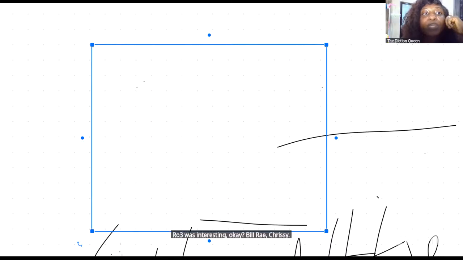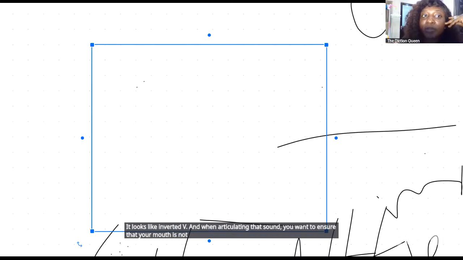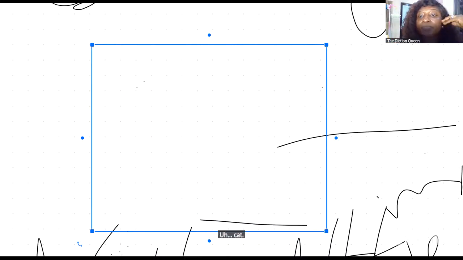Bureaucracy. That's the word, Billy. Cap, C-U-P, cap. The letter U there makes the sound that looks like an inverted V. And when articulating that sound, you want to ensure that your mouth is not wide open. Cap.